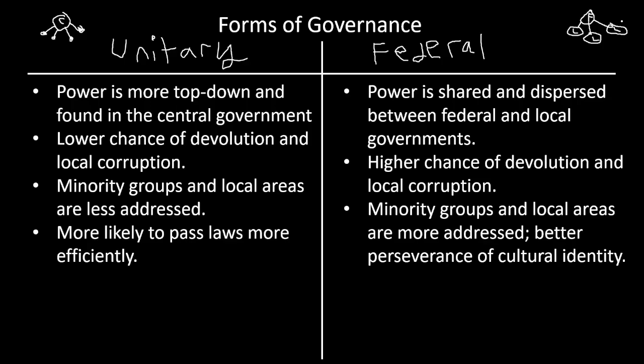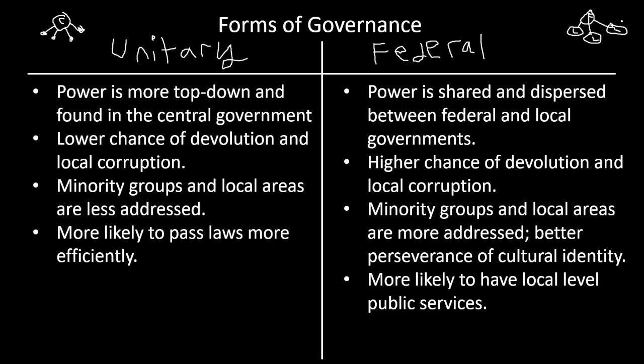And then in a unitary state, there's going to be more efficient laws being passed because there's just less for them to go through. So the central government will be like, all right, guys, this law is passed, and the local areas just have to deal with it. But in the federal state, a law could be passed, and then the local governments may say, no, we're not going to do this, or they're going to change it a little bit for their own state or region. And then in a federal state, we're going to see local level public services being offered more. So in a unitary state, maybe the government's going to control the education for the whole country. But in a federal state, each local government is going to control the education and stuff like that.